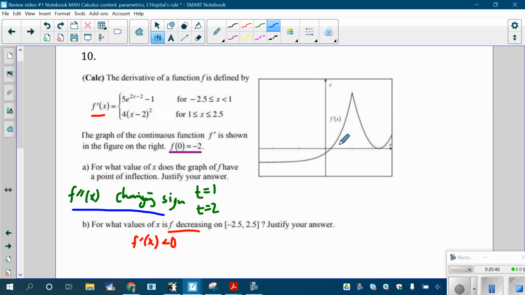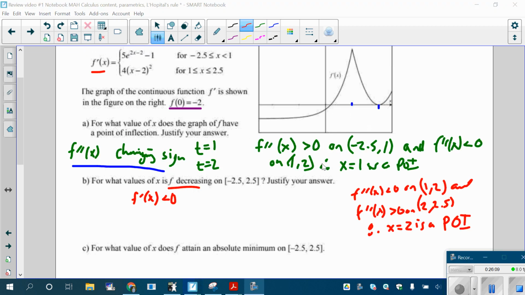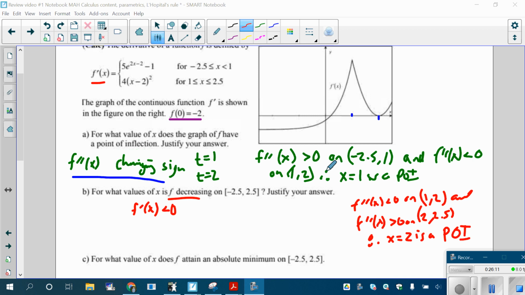Well, this is a graph of the first derivative. So when does the derivative of this graph change sign? When does this graph change from increasing to decreasing, or vice versa? That happens twice: at t equals 1 and t equals 2. We should write a nice justification. I will show you. This is what you need to write.